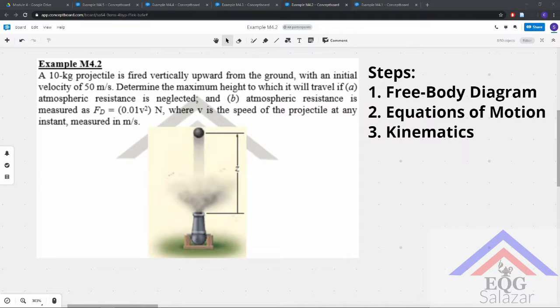So it's the same thing as example M4.1. We will draw out the free body diagram, and then from that free body diagram determine the unbalanced force so that we can apply the equation of motion, and then apply the kinematic equation so that we can determine the maximum height, since we cannot determine the maximum height by the use of the equation of motion solely.